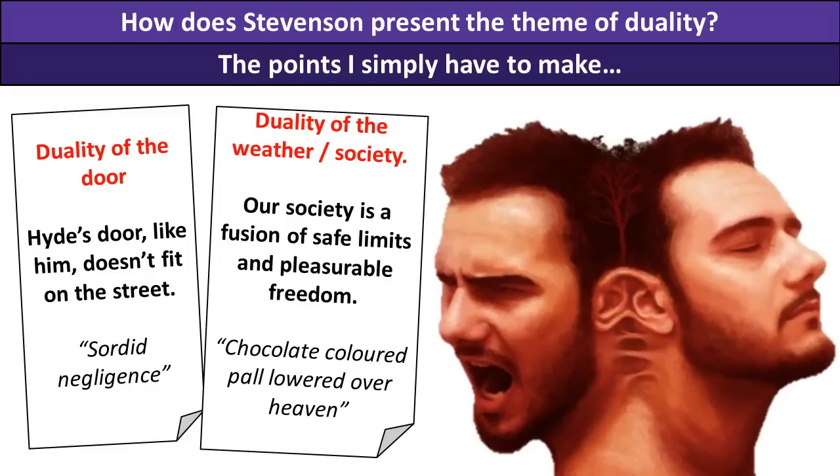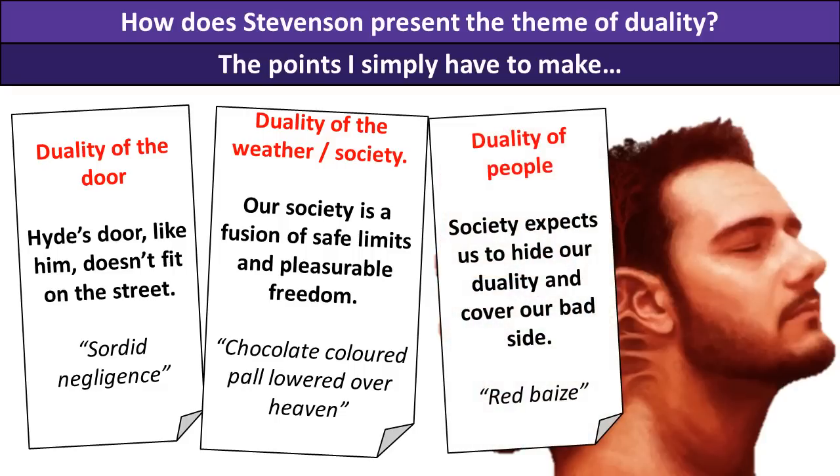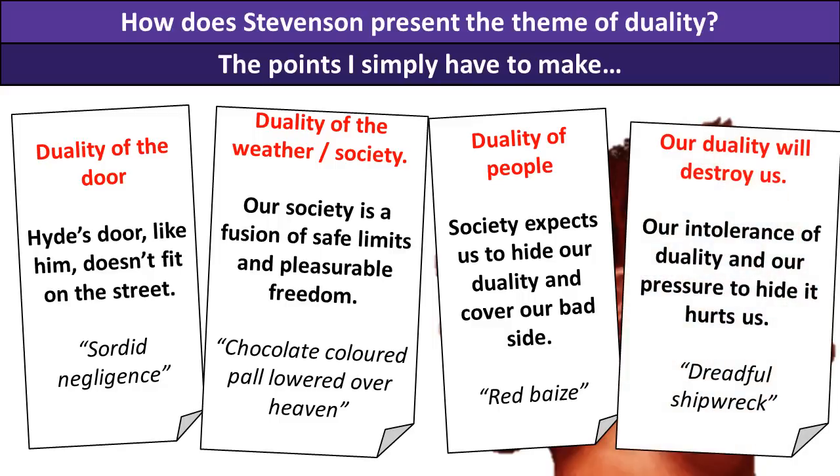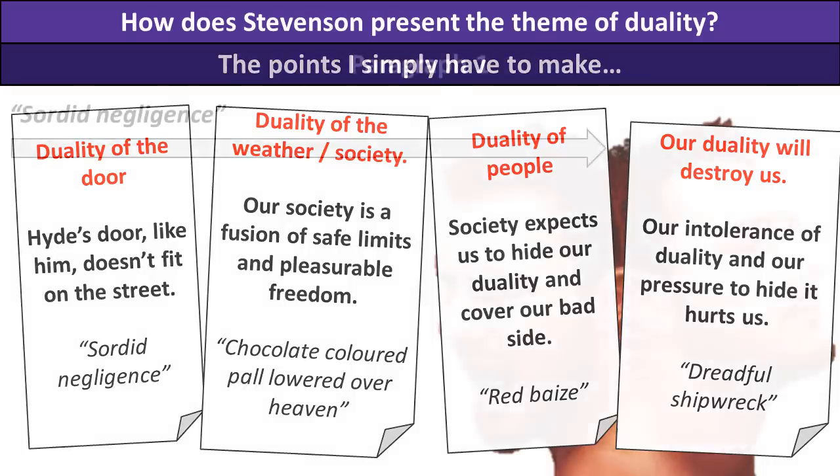We've also got the duality of weather, reflective of the society. So our society is a fusion of safe limits, but also pleasurable freedom. So they've got "chocolate-coloured power lowered over heaven." Then we've got the duality of people. Society expects us to hide our duality and cover our bad side. And I've got the quote "red baize" for that. And then I've got the key point that our duality will destroy us. Our intolerance of duality and our pressure to hide it hurts us, and I've got the quote "dreadful shipwreck" for that.